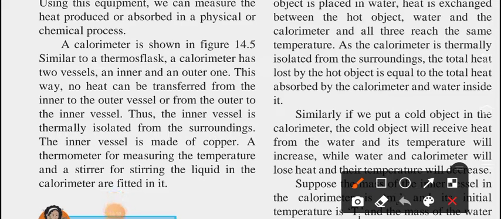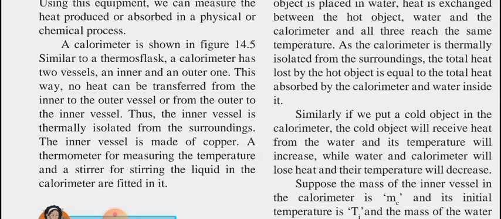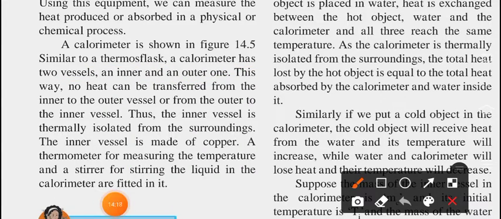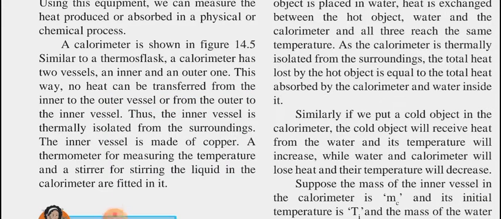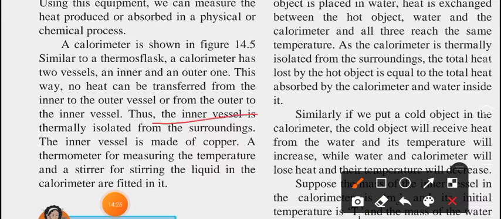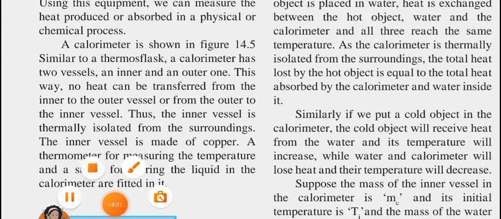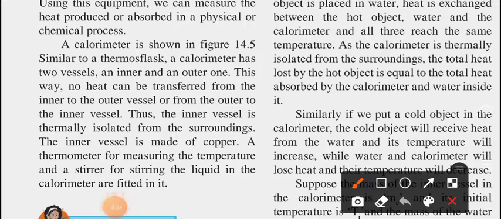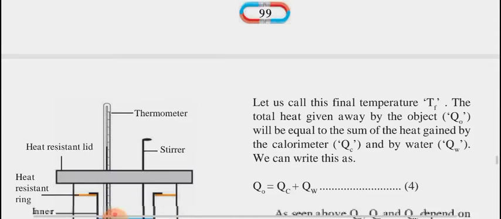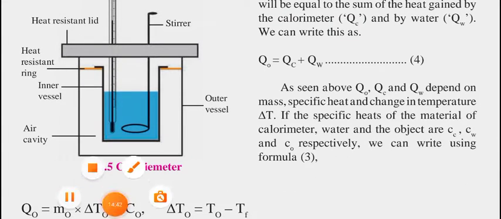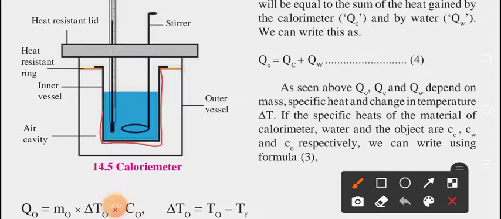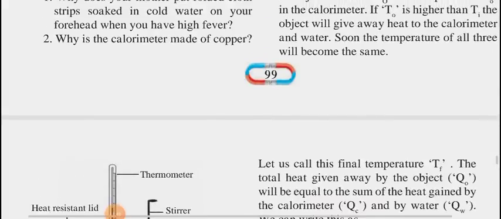Similar to a thermoflask, a calorimeter has two vessels, inner and outer. This way no heat can transfer from the inner to the outer vessel or from the outer to the inner vessel. Thus the inner vessel is thermally isolated from the surrounding. The inner vessel is made up of copper. This is the inner vessel and it is made up of copper.